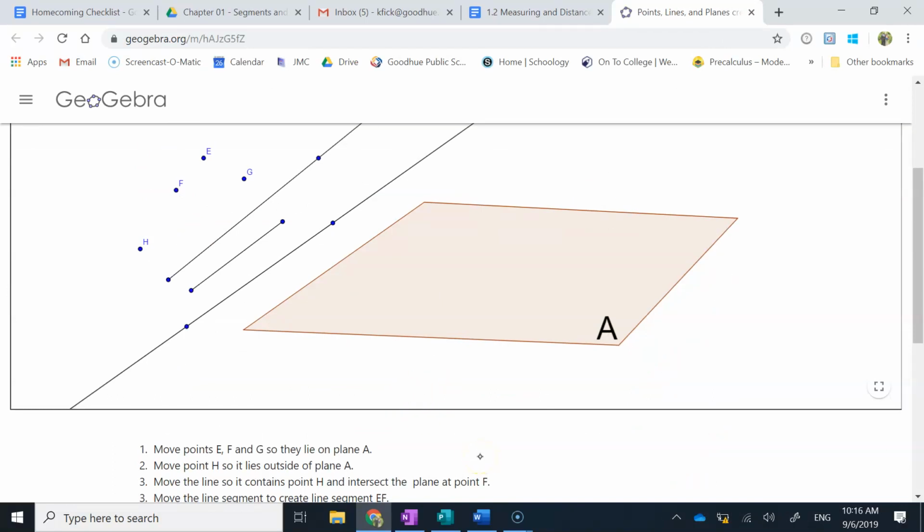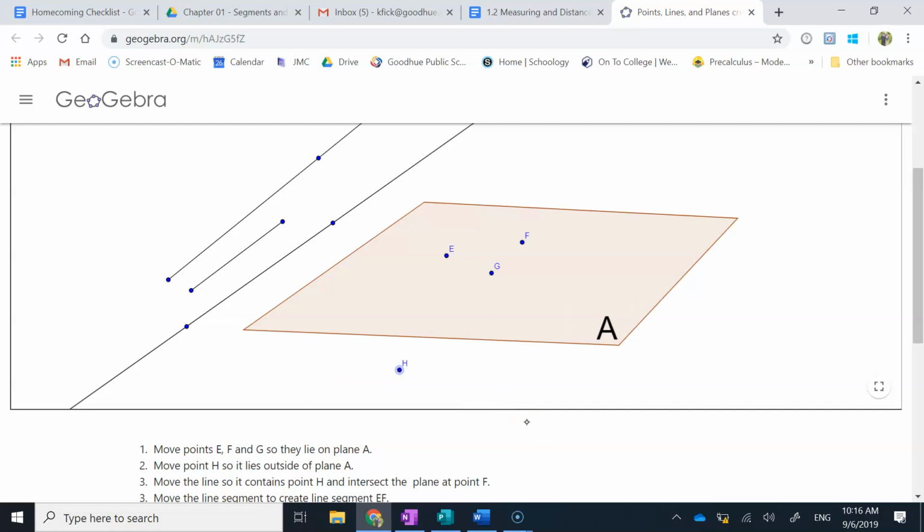So, step 1 says, move points E, F, and G so they lie on plane A. What does that mean? Where are we going to move E, F, and G? In the plane. It's going to be inside the box. So we can take E, F, and G and move them into our box. Step 2 says move point H so that it lies outside of plane A. So where are we going to move H? Outside of the plane, which is a box.